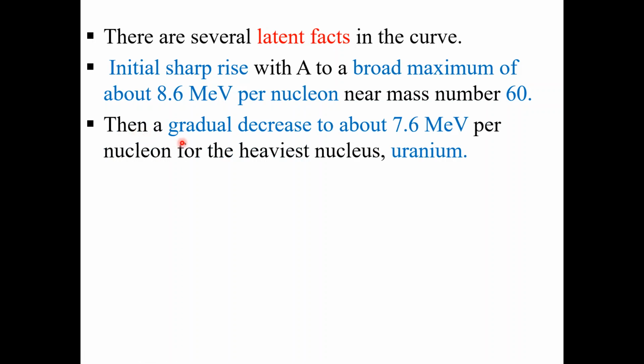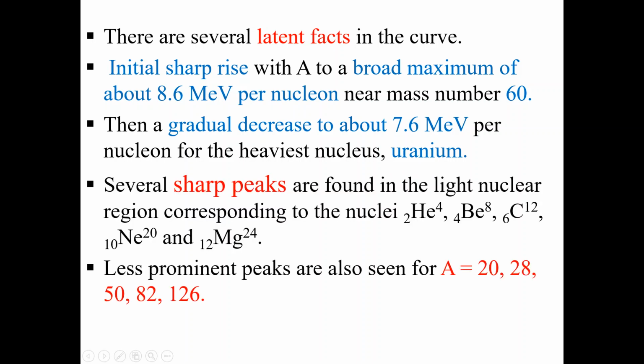So then we have a gradual decrease to about 7.6 mega electron volts per nucleon for the heaviest nucleus, uranium, which occurs at the rightmost of the curve. Initially we have a sharp increase, a broad maximum of about 8.6 mega electron volts per nucleon near the mass number 60, where we have cobalt. And then we have a gradual decrease, and we finally reach 7.6 mega electron volts per nucleon for the heaviest nucleus, well known as uranium.